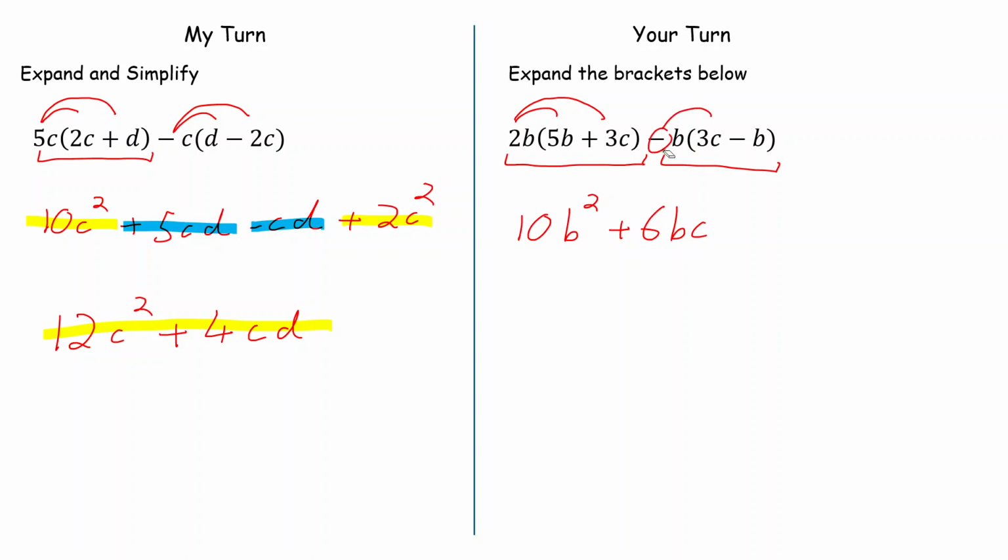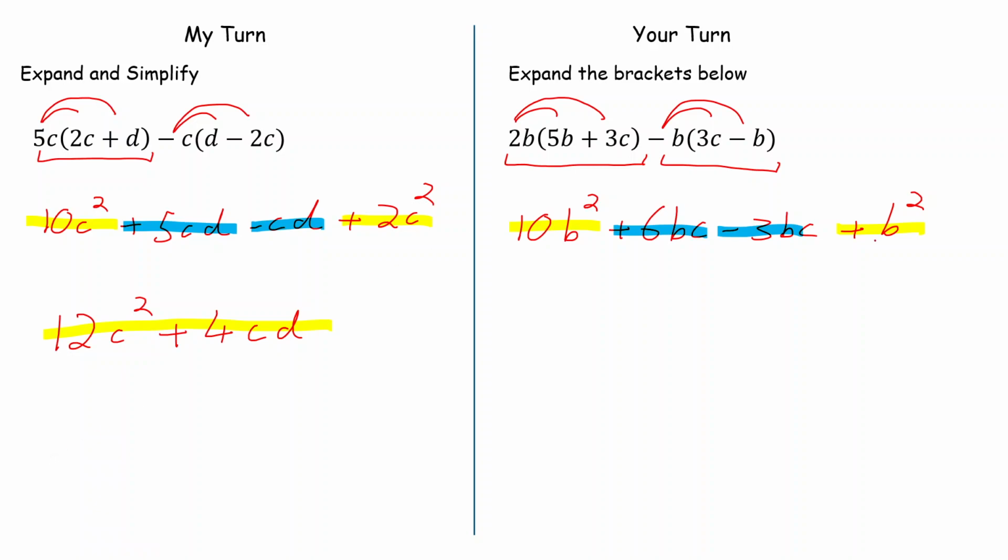You've got one negative with a positive, so negative 3bc. Negative b with a negative b. Two negatives are going to give you a positive, and b times b, we know is b squared, so positive b squared. And again, much nicer this time because we've got a b squared and a b squared. So we've got a 10b squared and a plus 1b squared. And we've got a plus 6bc, take away 3bc.